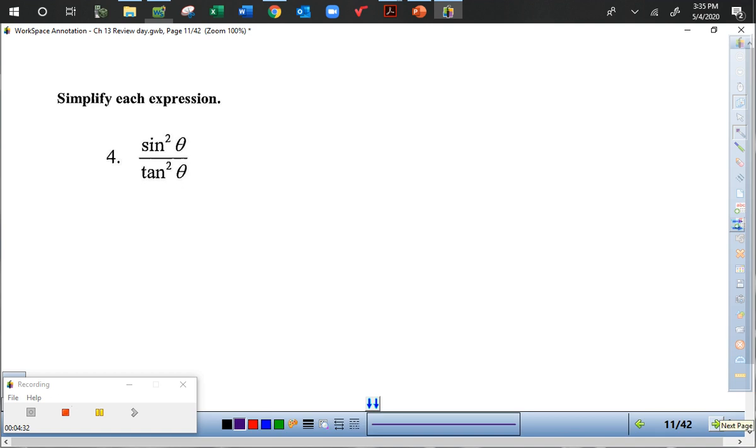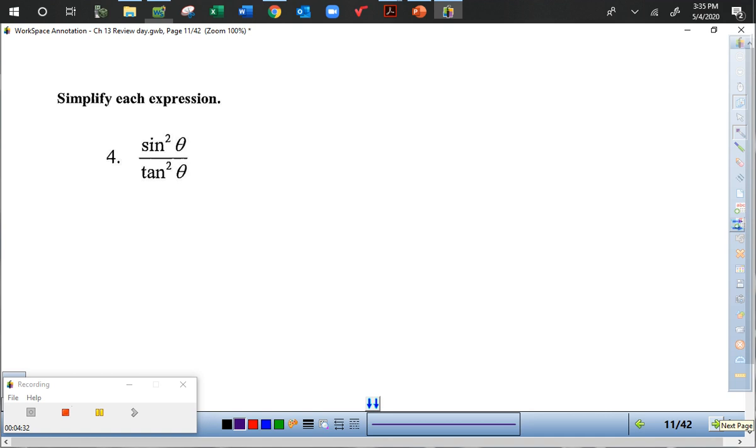Here we've got a quotient, we're dividing, so a lot of times when that happens we have a fraction within a fraction. So I want you to try this and see if you can organize the fraction within a fraction or eliminate it. Pause the video and take care of this one.